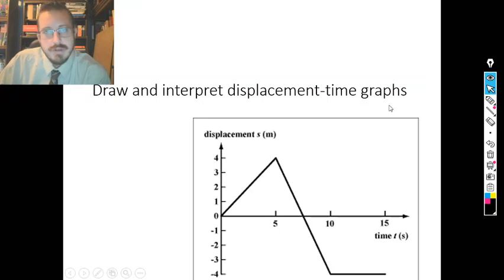If you want to, in your journal, you can create your own displacement time graphs and come up with a cool story that goes along with it. I'll show you one in class, maybe right now. If you're watching this, you could ask a question, pause the video, say, hey, can you show us a cool displacement time graph? Help with that learning objective.